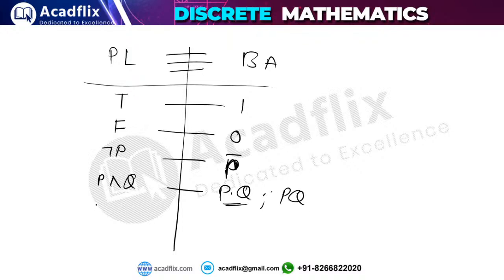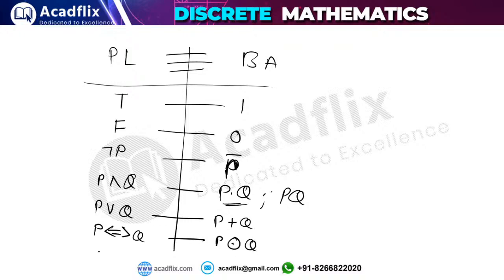In propositional logic we write p or p disjunction q. In Boolean algebra we will write p plus q. In propositional logic we write p double implies q. In Boolean algebra we will write p XNOR q.